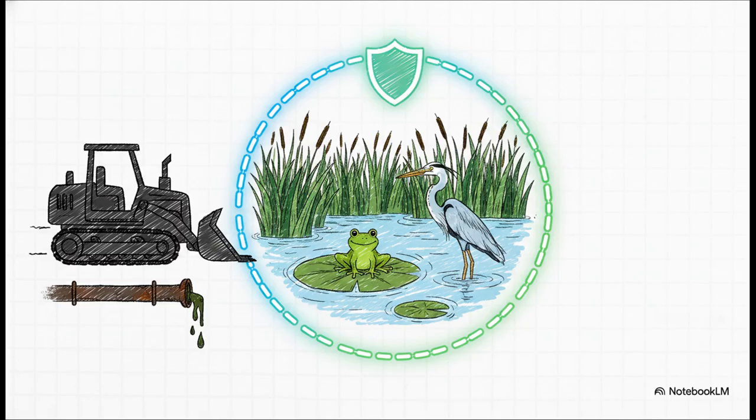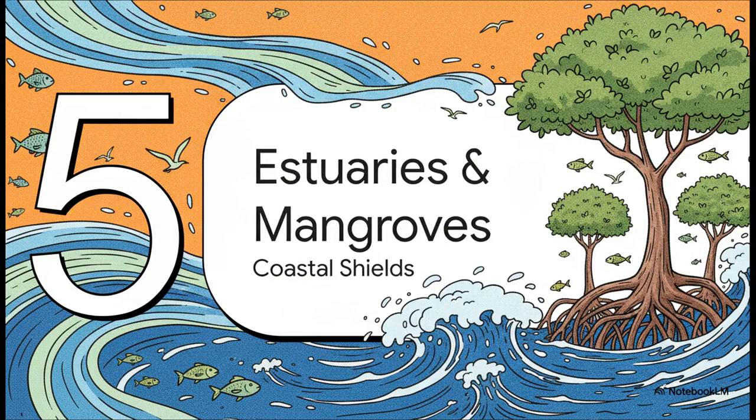Then you've got places like Loktak Lake and Keoladeo National Park. These two actually sit on the Montreux Record, which is an international list highlighting wetlands that urgently need priority conservation attention because human interference is severely degrading them. We really have to protect these shallow, rich habitats. And that brings us to our final stop, Section 5, estuaries and mangroves.